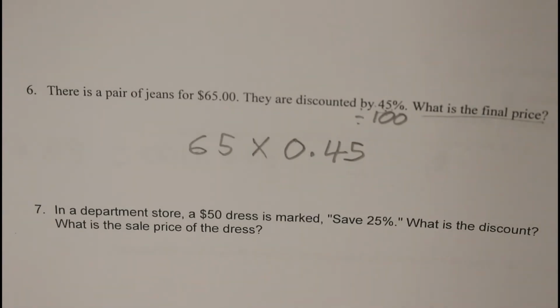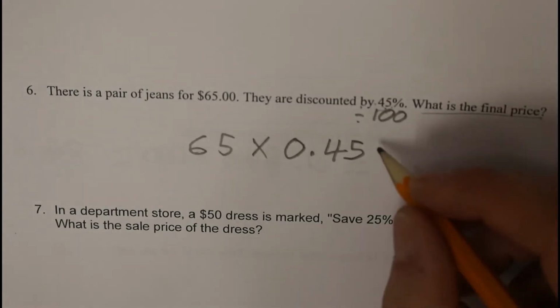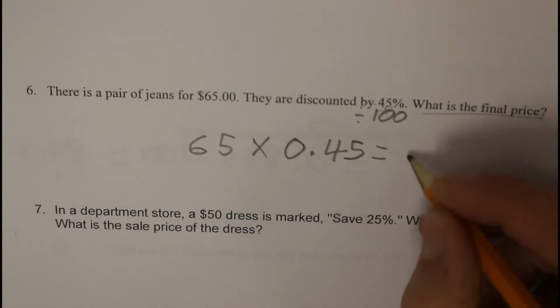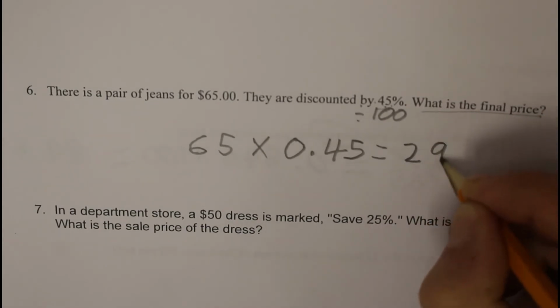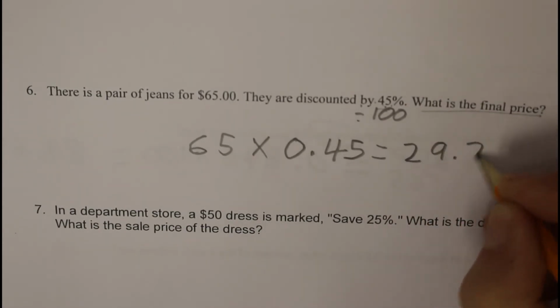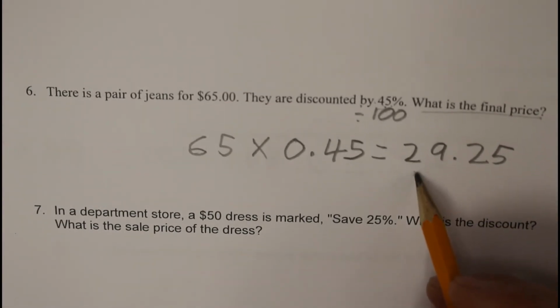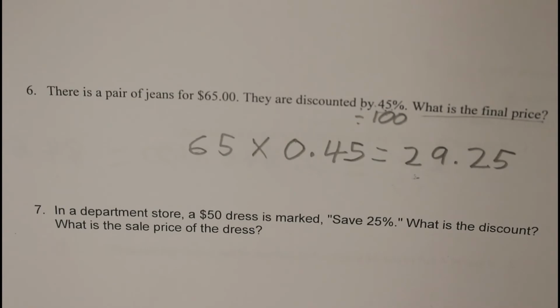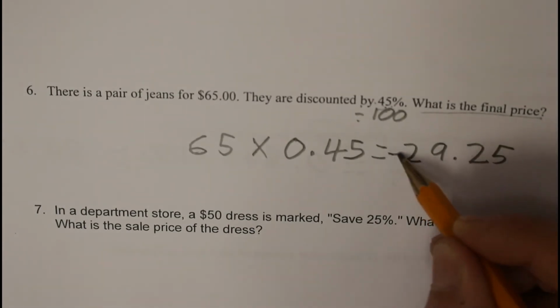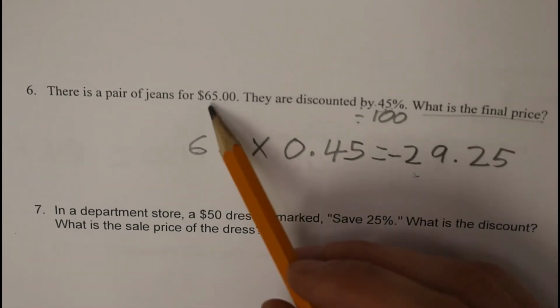0.45. And for that we get $29.25 off. So 29.25, that's how much the discount is going to be. The discount. We want to find out what the final price is. So we have to subtract this from the original price, which is $65.